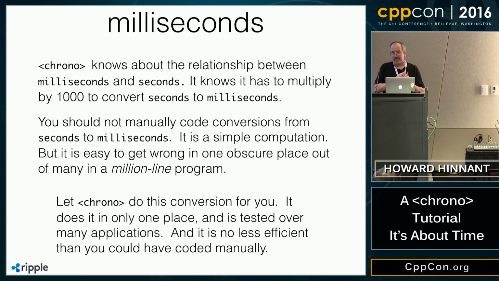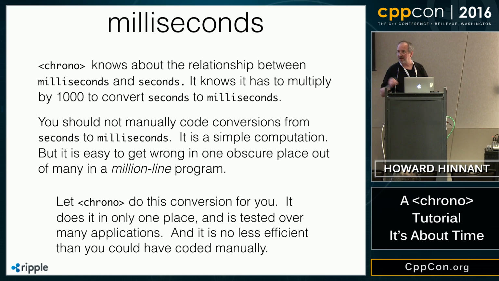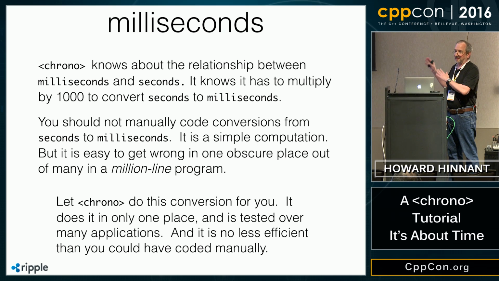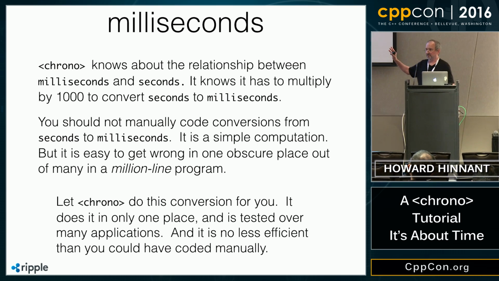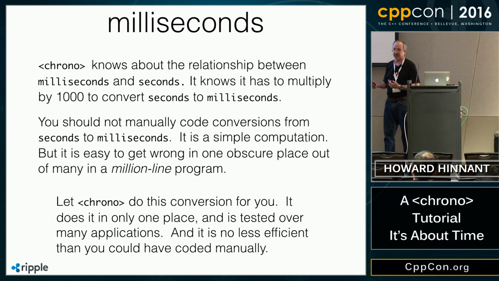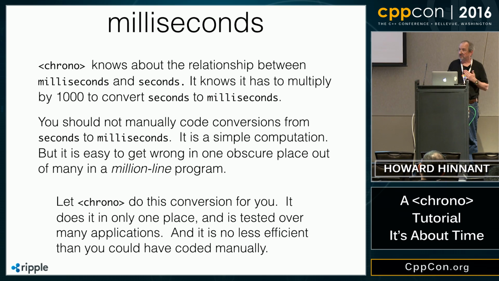One of the poor practices I often see when people start using chrono is they get the number out with the dot count function and they start doing their conversions manually. They'll multiply by 1,000 or divide by 1,000 or what have you. Don't do that. Chrono can handle all the conversions for you. Don't code your conversions manually. If you're doing that in 100 places over your 1,000-line or million-line program, odds are you're going to get one of those places wrong. You're going to multiply by 1,000 when you should have divided, or vice versa. If you always let chrono do your conversions, chrono will never make that mistake.